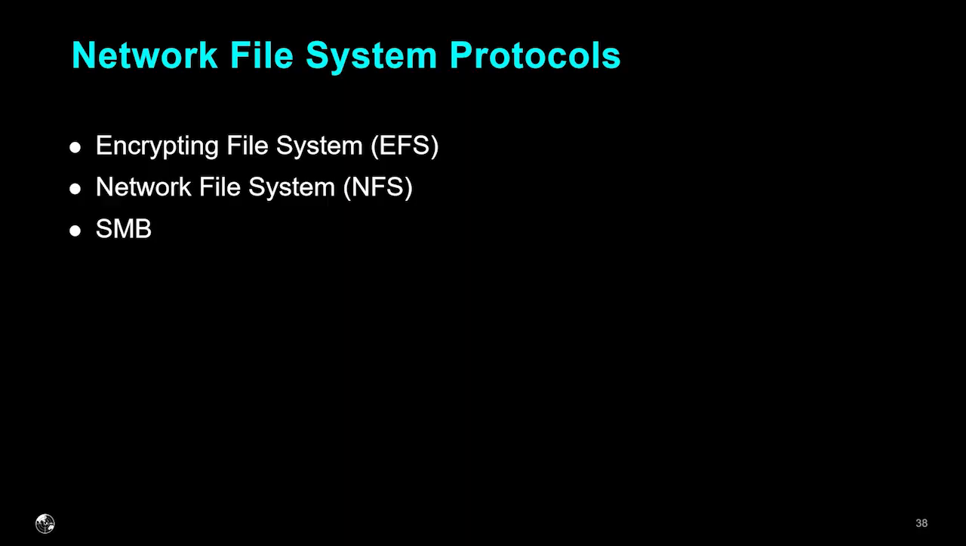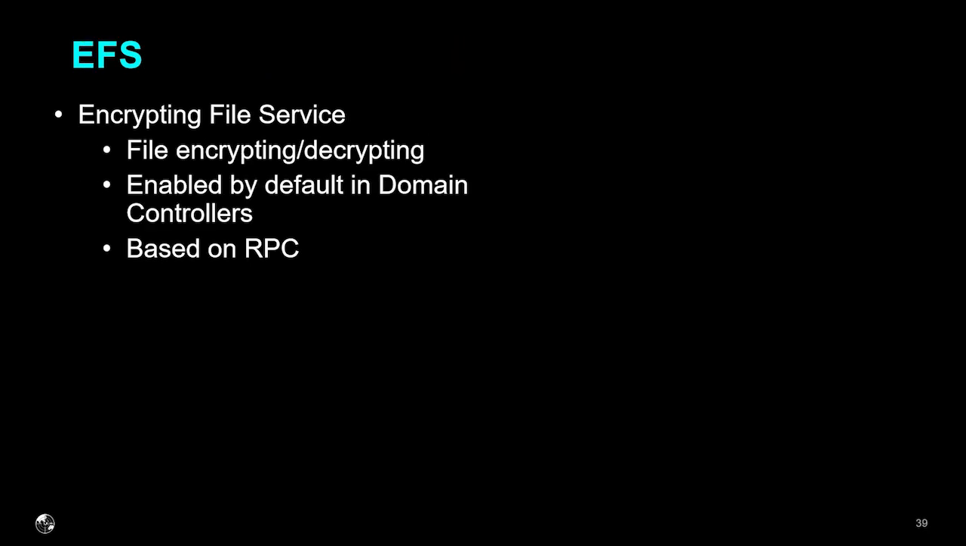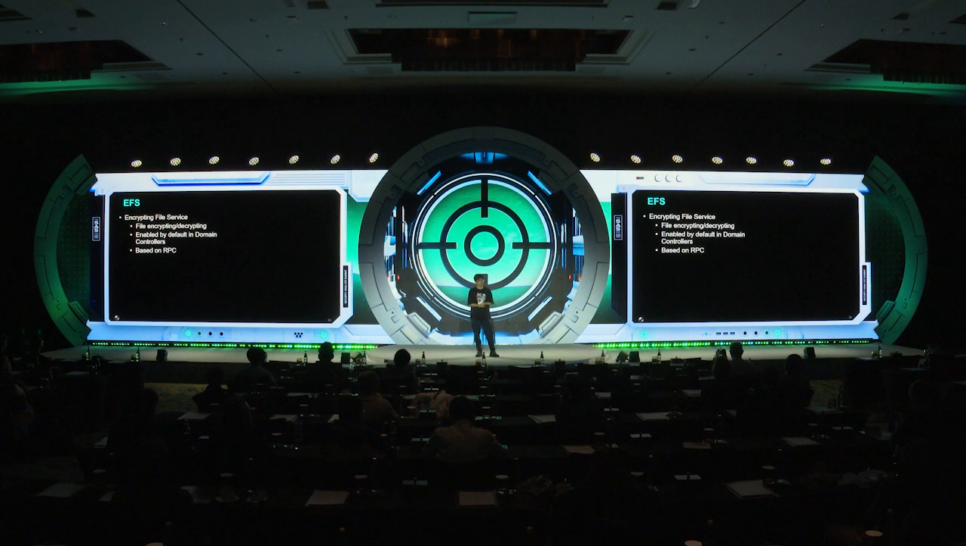Next, let's see two network file system protocol bugs. The first is in the Encrypting File System, which is used to encrypt and decrypt files. It is enabled by default in Windows Domain Controller, and at the time of our research, it was pre-auth. Later it was changed to require authentication because of the famous published exploit called PetitPotam, which you must be familiar with if you do Windows pen testing.